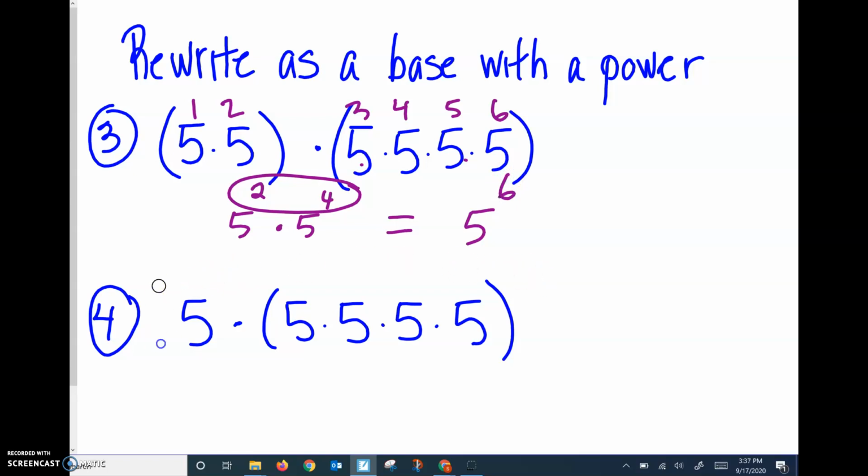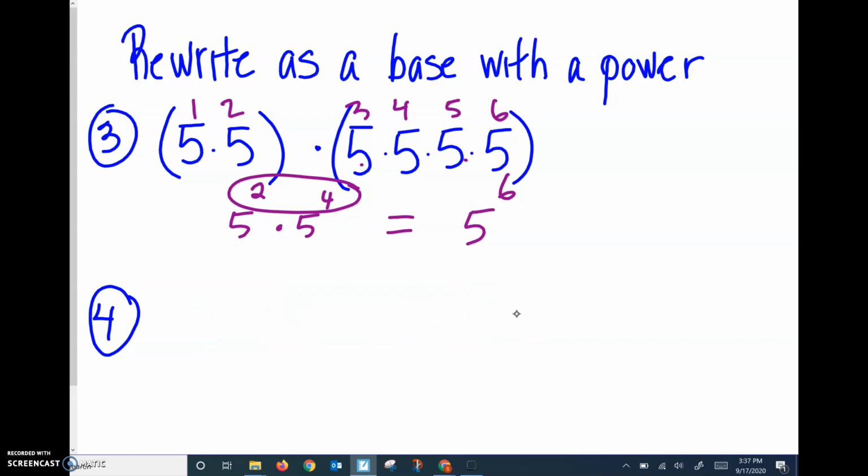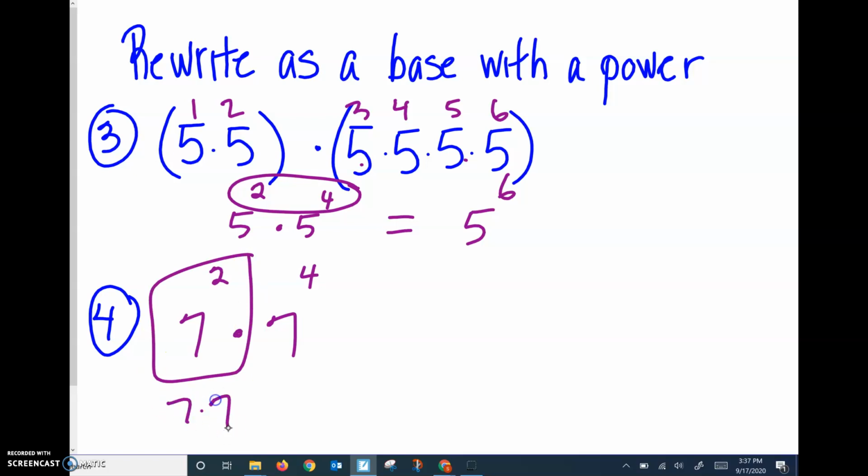Okay, so what are we doing here? Another way of thinking of this, let me try another one, is if I have 7 to the 2nd times 7 to the 4th. What does that mean? If I just have 7 to the 2nd, what does that mean I have? 7 times 7. And over here, if I have 7 to the 4th, what does that mean? 1, 2, 3, 4. So my 7 is repeating.